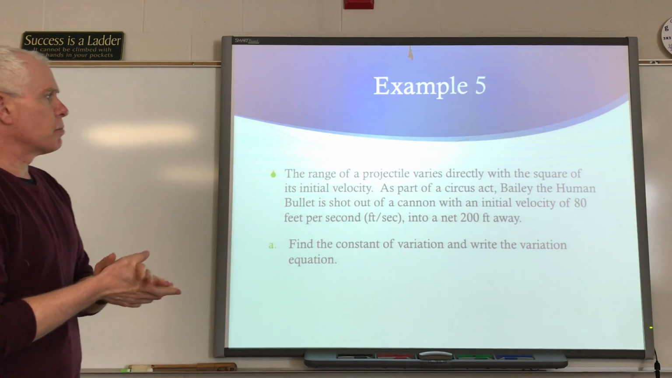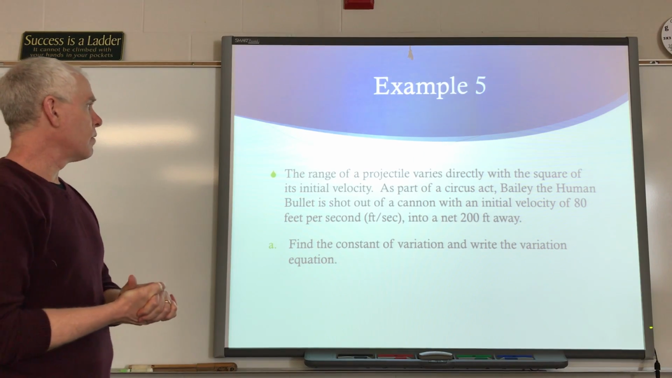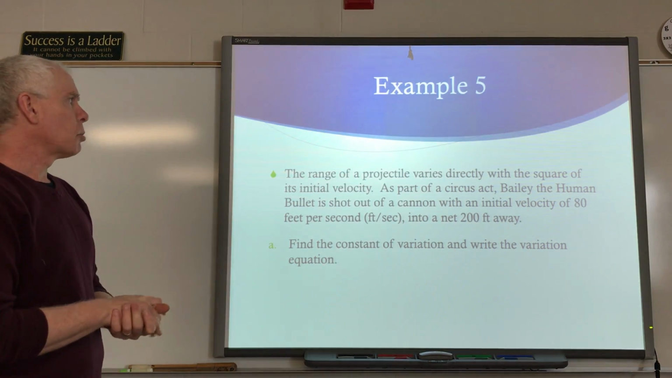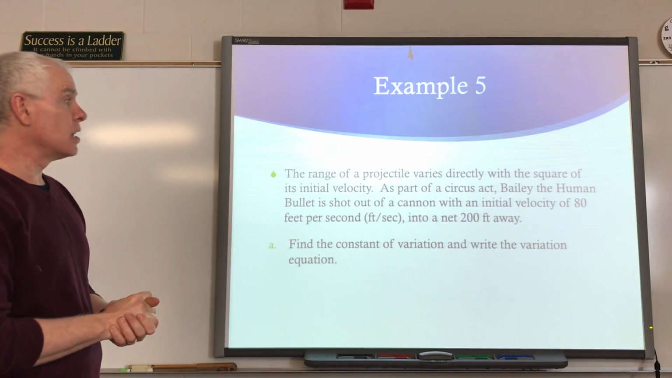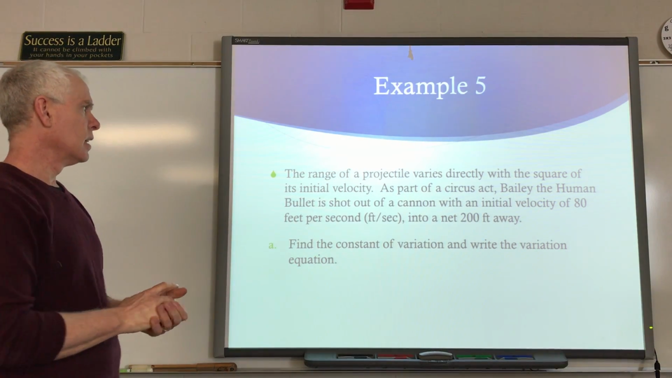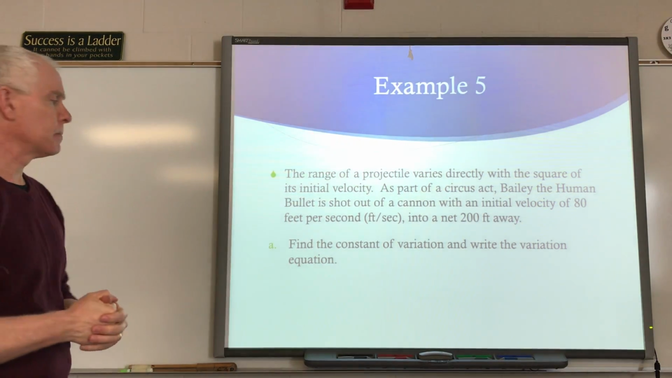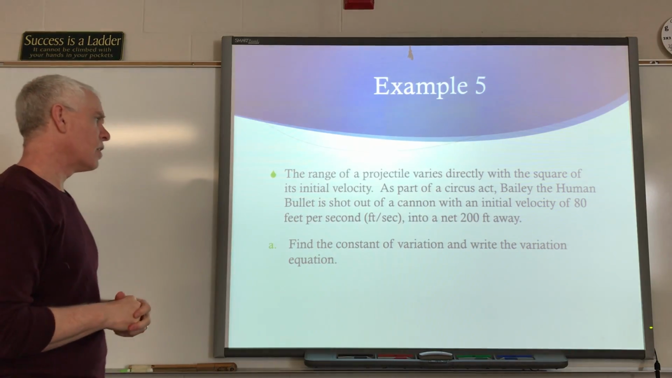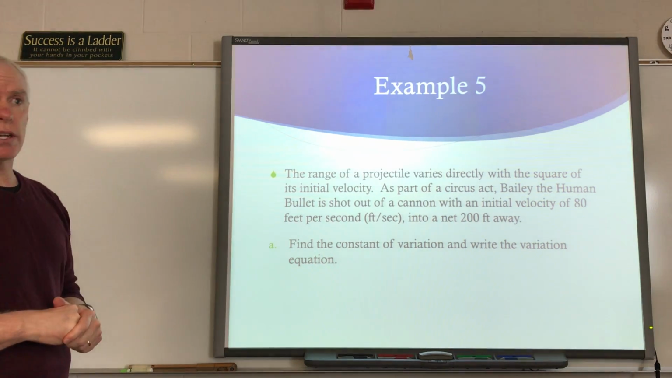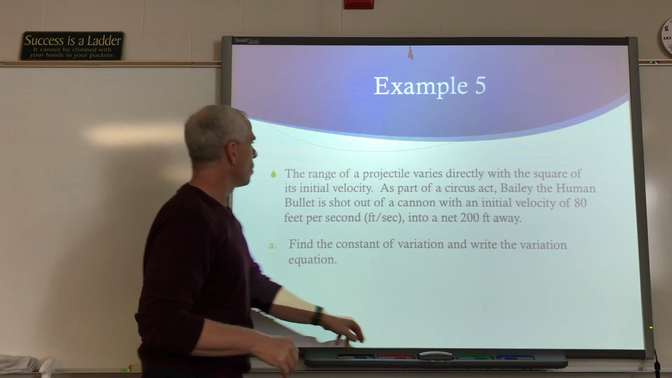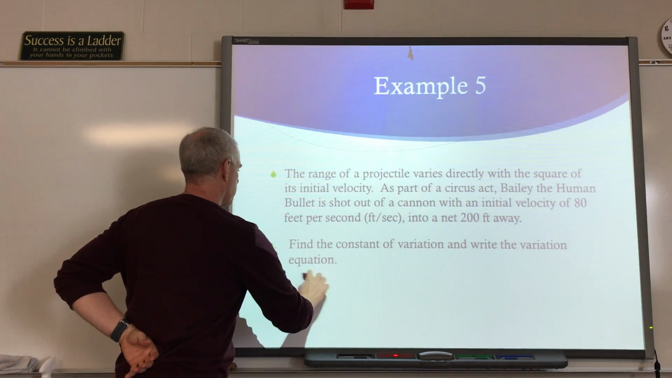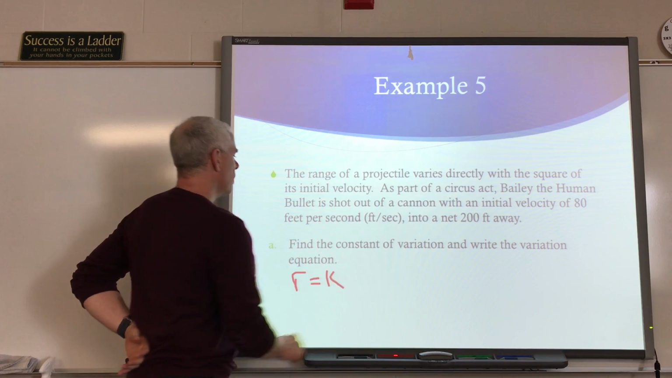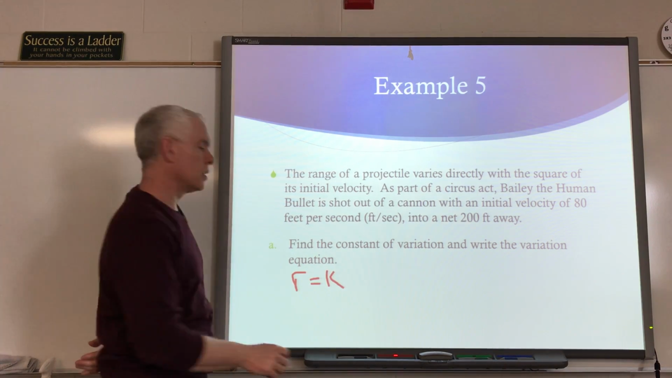The range of a projectile varies directly with the square of its initial velocity. As part of a circus act, Bailey, the human bullet, is shot out of a cannon with an initial velocity of 80 feet per second into a net 200 feet away. Okay, find the constant of variation and write the variation equation. Okay, fair enough. So the range of a projectile varies directly with the square of its initial velocity.